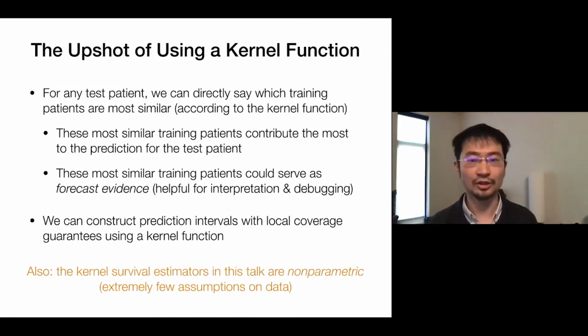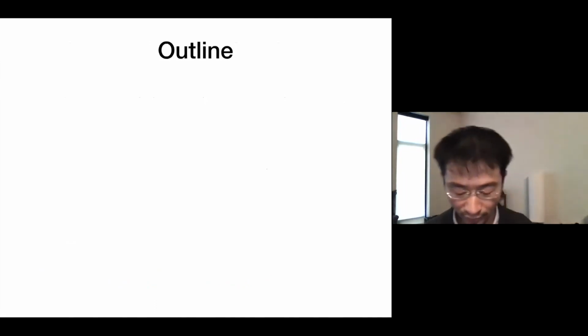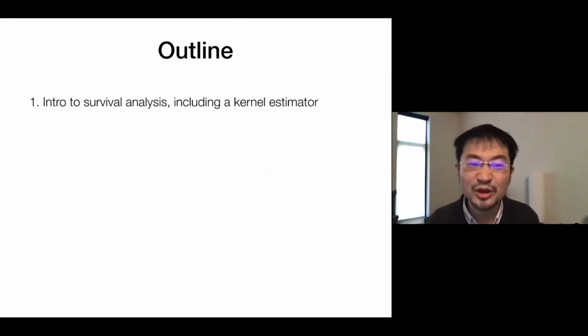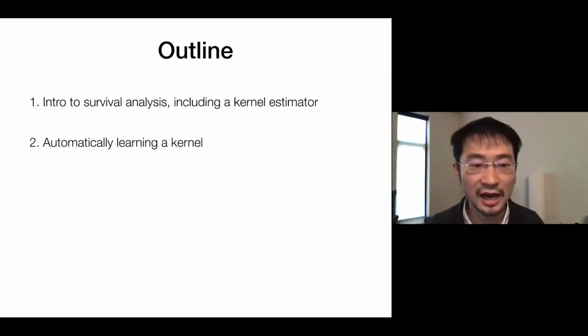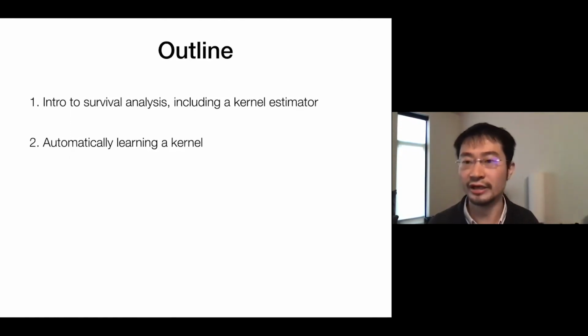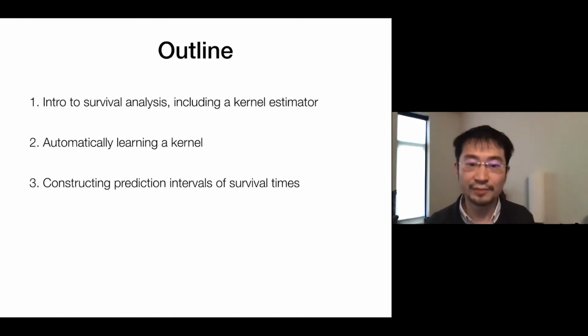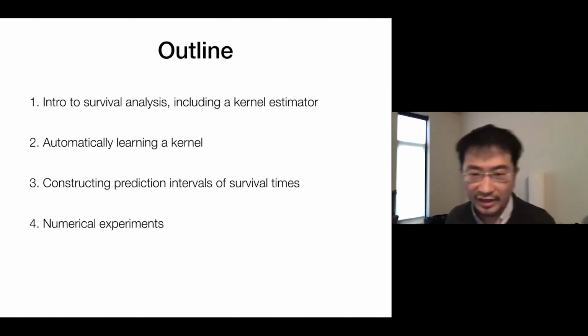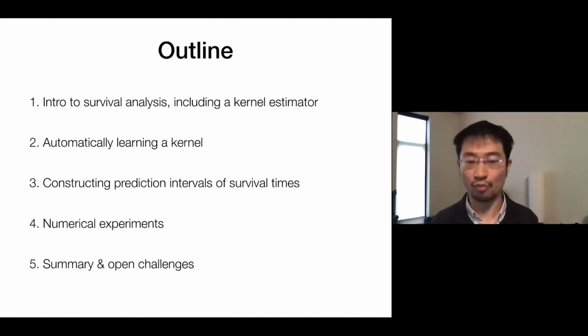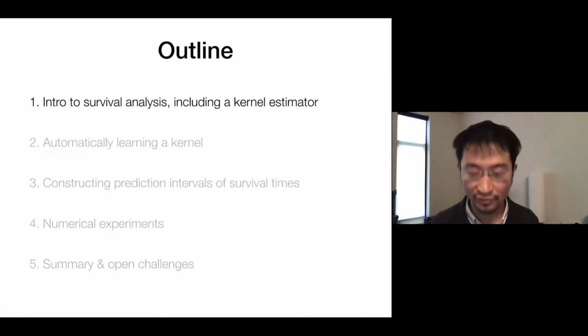Okay, so with that, the rest of the talk will be outlined as follows. I'll first do a quick intro to survival analysis, including what a kernel survival estimator looks like. These will be some classical estimators. Then I will go into how to automatically learn a kernel in a neural net framework. Then I'll be talking about how to construct these prediction intervals to gauge uncertainty of survival times. Then I'll go into a numerical experiment, and finally I'll wrap up and give a summary and discuss some open challenges. So let's start with this intro to survival analysis.